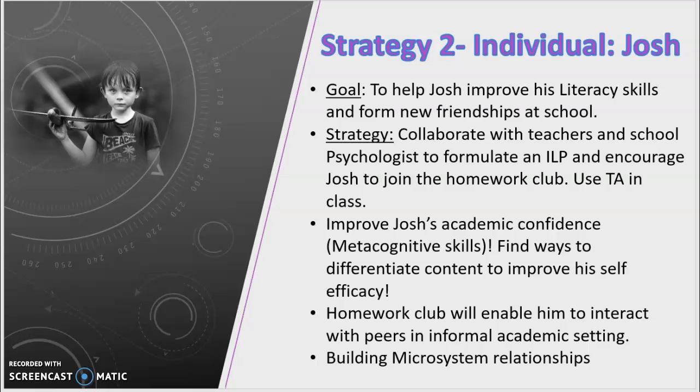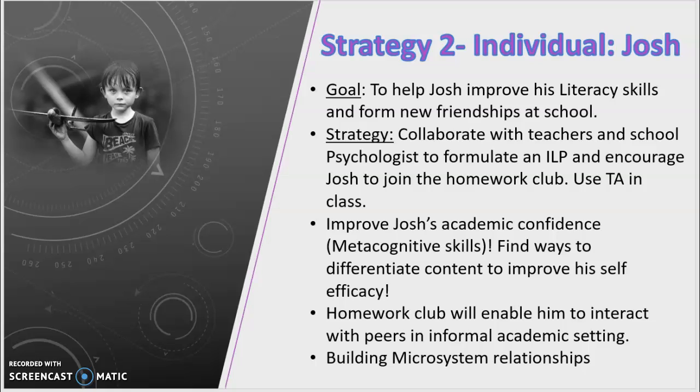My second goal is to help improve Josh's literacy and social skills in class and at home. To achieve this, I will be collaborating with Josh's other teachers as well as the school psychologist to formulate an independent learning plan for Josh. This will help address his deficiencies and identify which content needs to be differentiated for him to digest it. I will employ the services of a teacher assistant for extra help for Josh in class as well.